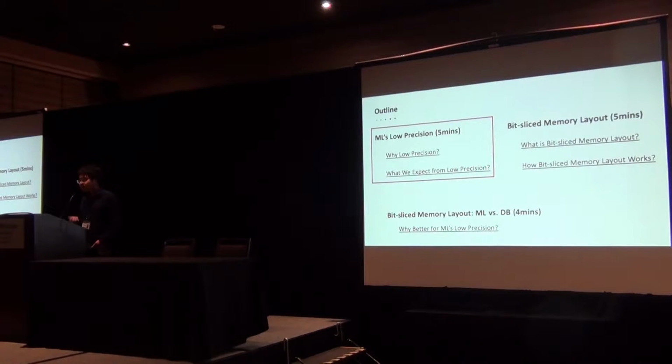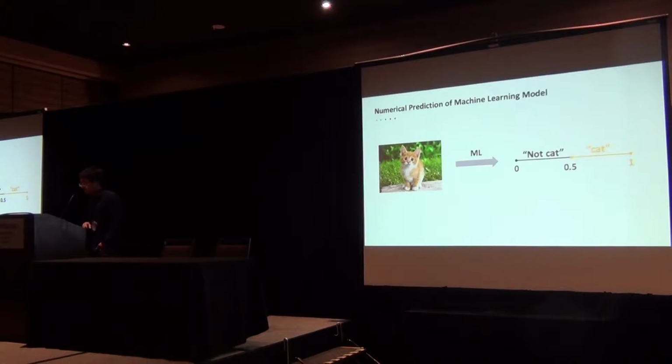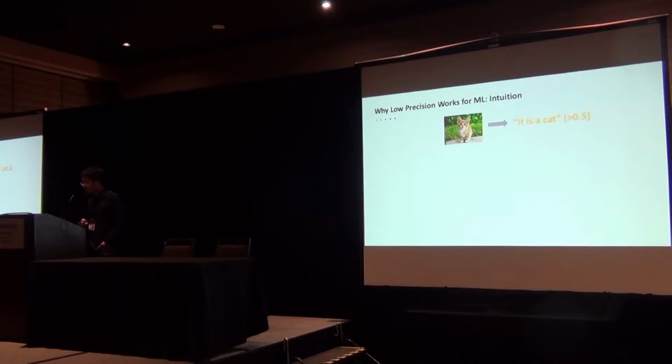First, I will talk about low precision. Suppose we have a machine learning model. The output of the model will be from 0 to 1. Suppose the output is from 0.5 to 1, we can claim that the input image contains a cat. Now I will give the intuition why low precision works for machine learning.